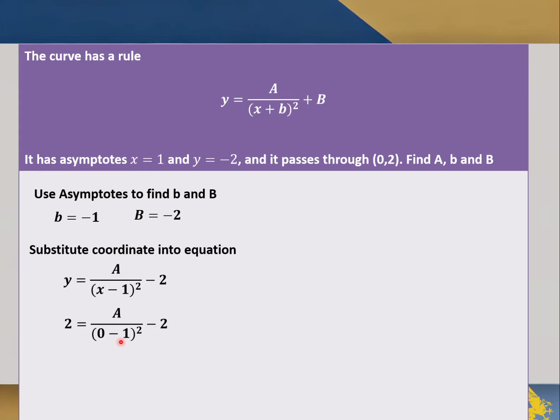0 take away 1 is negative 1. Negative 1 squared is 1. So a over 1 is a. So I'm left with 2 is equal to a minus 2, which means a is equal to 4.